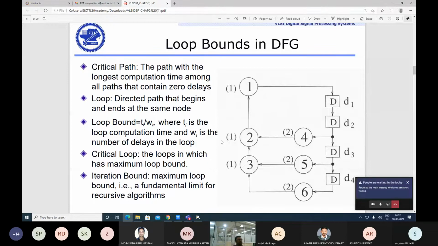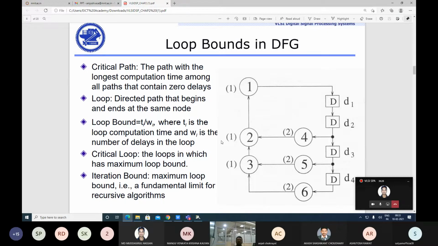Loop bound. So loop bound is basically defined as TL by WL. TL, that means the total delay of a loop divided by the number of delay elements. Okay, so that we will see with the example also. Critical loop: the loop which has the maximum loop bound, that we consider as a critical loop. And iteration bound is nothing but, from the loop bounds that you observe, the maximum value that is calculated, that we consider as the iteration bound.